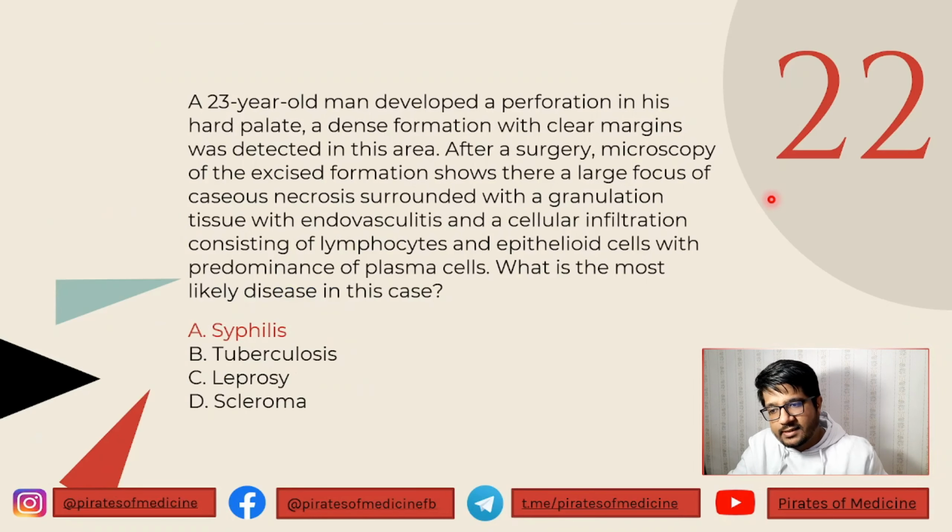Let's go to the 22nd. The 22nd question is that a 23-year-old man developed perforation in his hard palate. A dense formation with clear margins was detected in this area. After a surgery, microscopy of the excised formation showed a large focus of caseous necrosis surrounded with granulation tissue with endovasculitis and cellular infiltrate consisting of lymphocytes, epithelioid cells, with predominance of plasma cells. What is the most likely disease in this case?